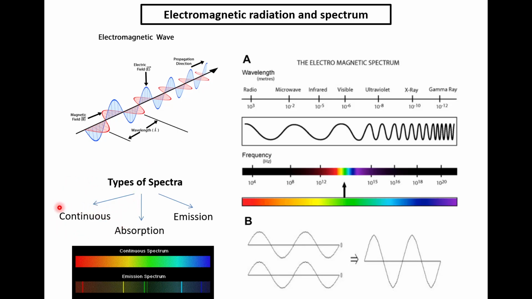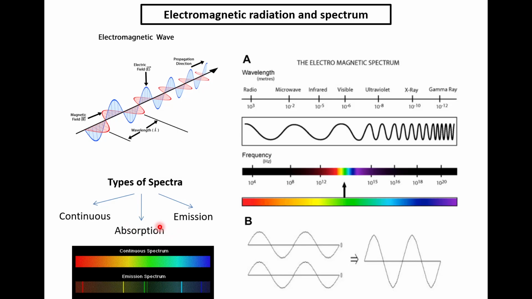You can imagine the example of a prism. When you put white light through that prism, it comes out as seven different colors of the spectrum, and that is known as the continuous spectrum.